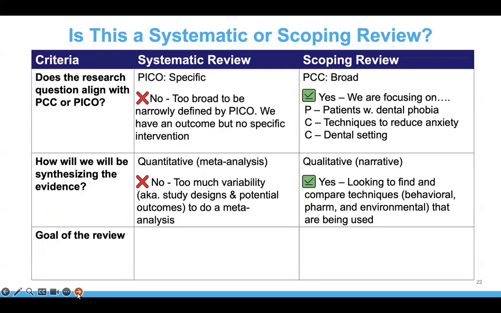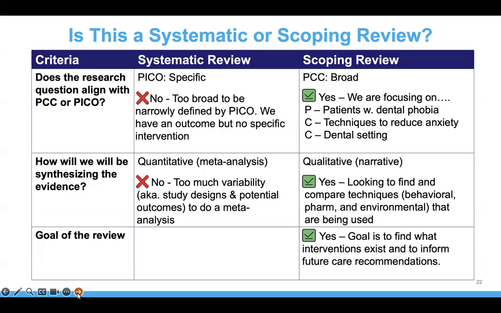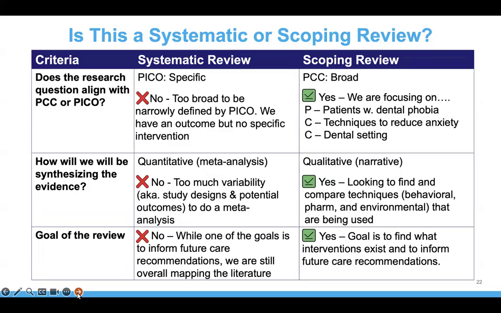Lastly, what is the goal of our review? Again, this aligns more with a scoping review. Our goal here falls more in line with this because we're looking to understand what interventions exist and potentially even inform future care recommendations. Again, similar to the previous example, you could argue that informing care recommendations aligns also with a systematic review, which it does. But again, we aren't looking for a specific answer here. So similar with our last example and using our 3-point criteria, we're looking here at a scoping review.